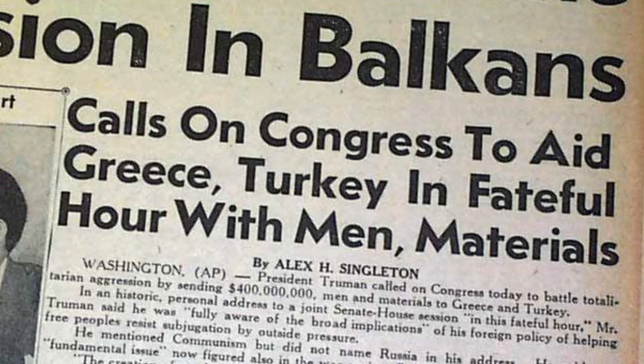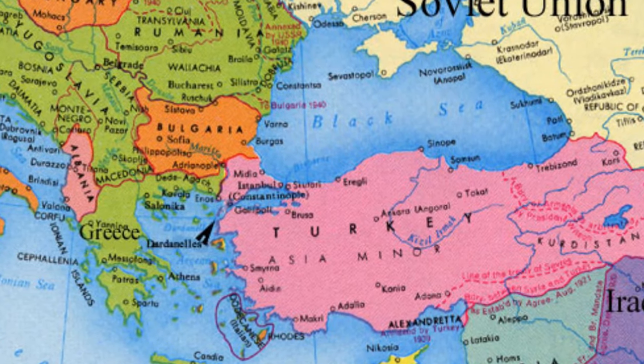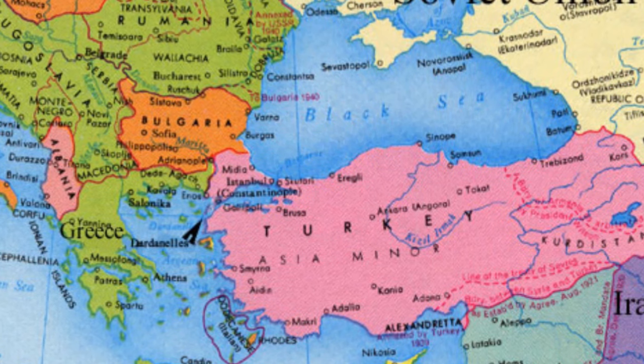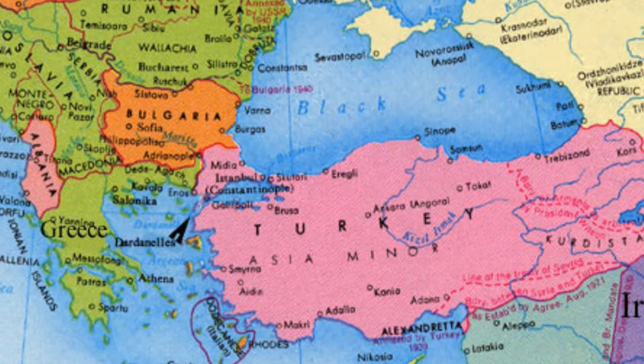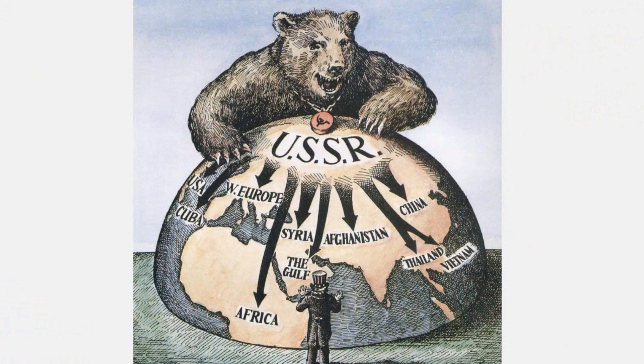Financial aid to Greece and Turkey was one of the first actions of the Truman Doctrine policy. The two nations were given more than $400 million to help rebuild their economy and firmly establish their government. However, this was just the beginning.